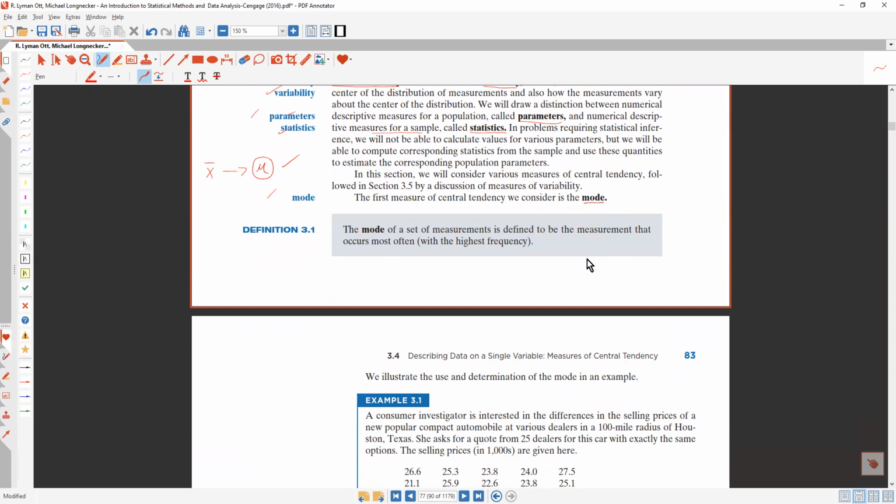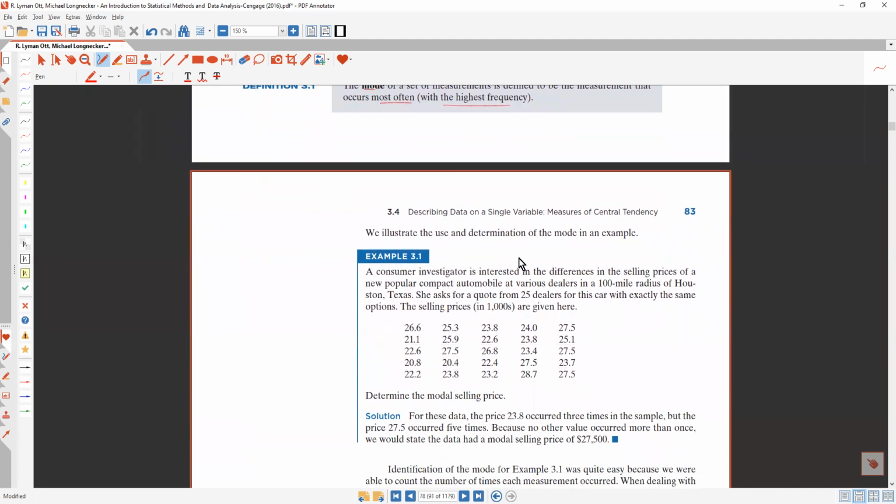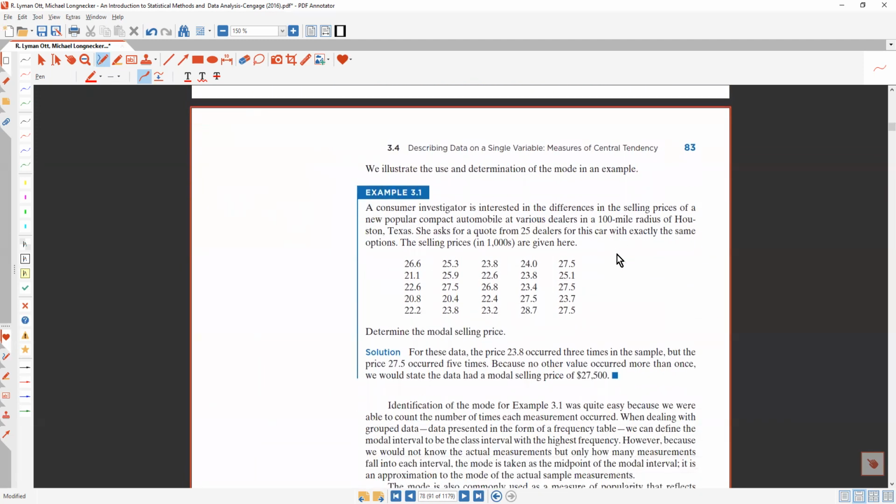First one is the mode. Well, the mode of a set of measurements is defined to be the measurement that occurs most often, with the highest frequency. So that's a pretty easy one. When you look at these measurements over here, well, what's the modal selling price? The modal selling price is 27,500. Why? Because it occurs the most often in the data set.